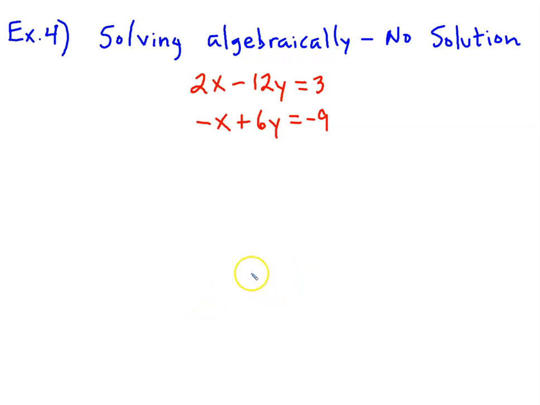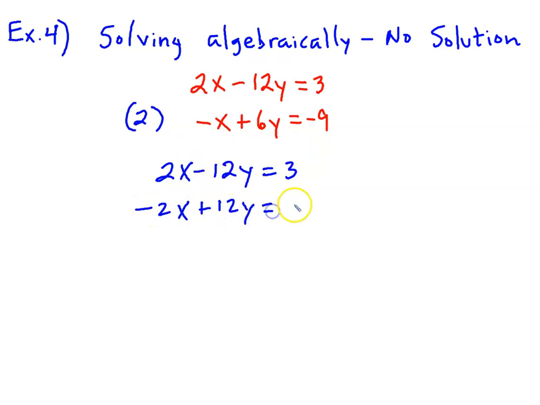Okay, here's another example of solving algebraically, but this time let's take a look at a no solution. I'm going to use elimination here. I'm going to multiply by 2 on the bottom, and I'm not going to do anything to the top. So 2x minus 12y is 3. So across the bottom, I'm going to get negative 2x plus 12y is negative 18.